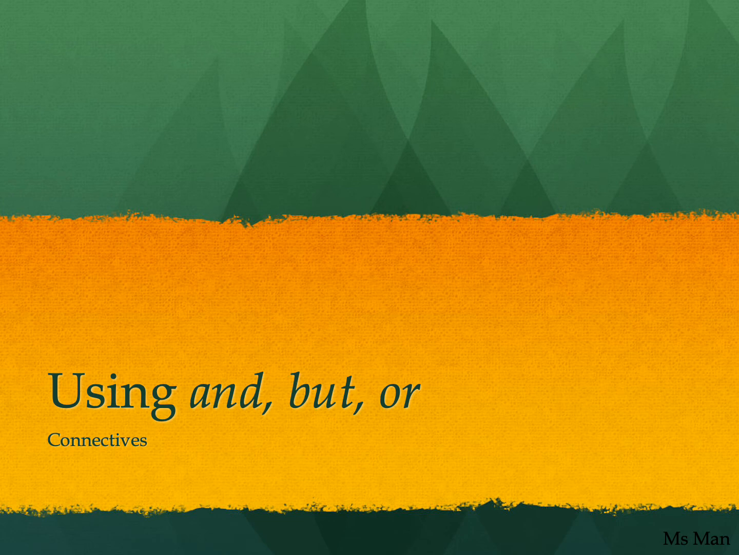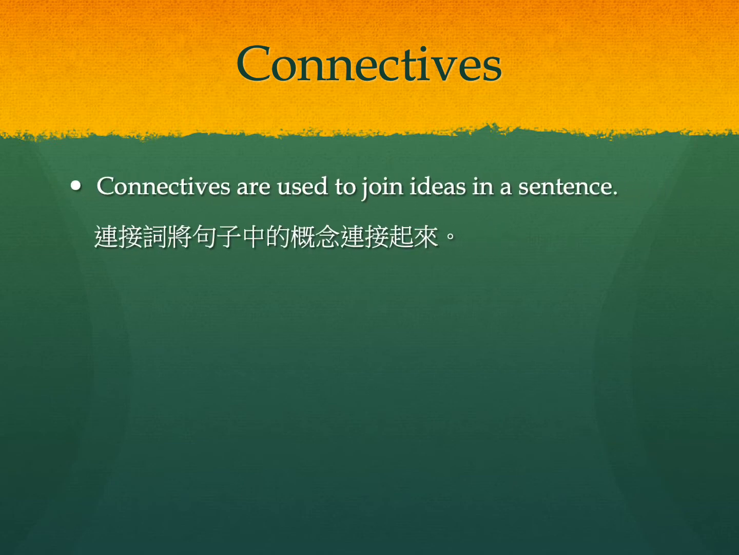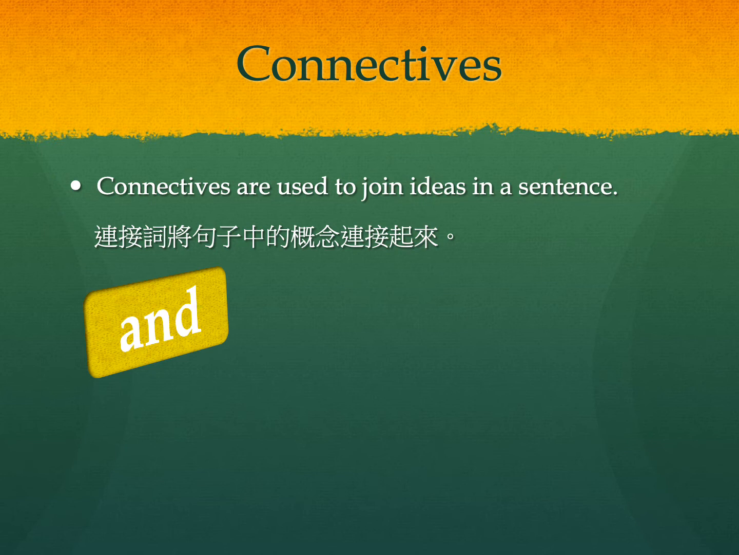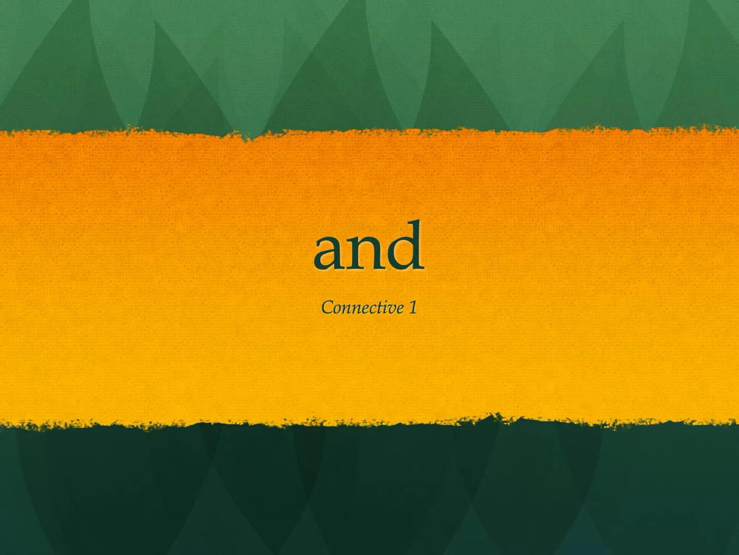In this video, we are going to talk about the three basic connectives. Let's start. Connectives are used to join ideas in a sentence. In this video, we will just focus on the three connectives: and, but, or. Let's start with and.